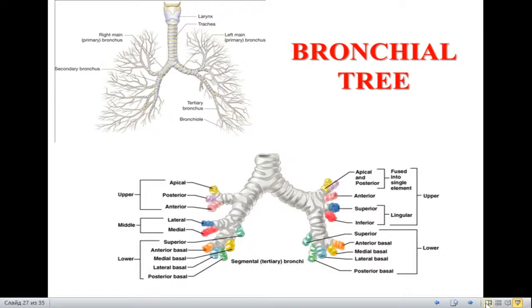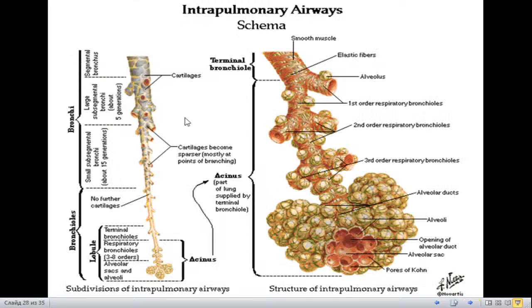After this, the segmental bronchus, here you can see segmental bronchus, divides into the subsegmental bronchi approximately 5 generations. They divide dichotomically. Dichotomically means divides into two, into two subsegmental bronchi.